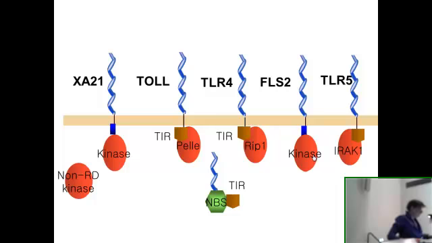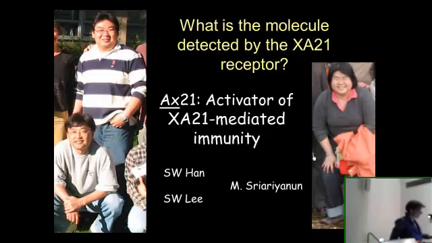So I want to tell you today a little bit about AX21, because all of these, except for Toll, that is TLR4, FLS2, and TLR5, recognize conserved microbial signature molecules. And for many years we have been interested in identifying AX21, and this turns out to be the greatest puzzle of my career. So this is the team. Many more people have worked on it, but this is the initial team trying to isolate this molecule that we've called AX21, activator of XA21-mediated immunity. So what is this molecule?